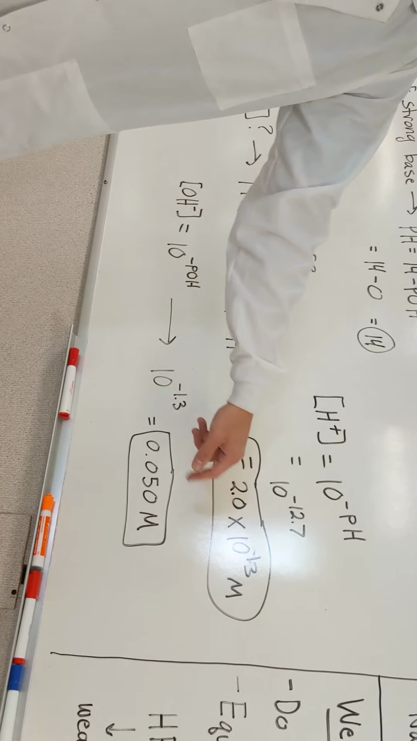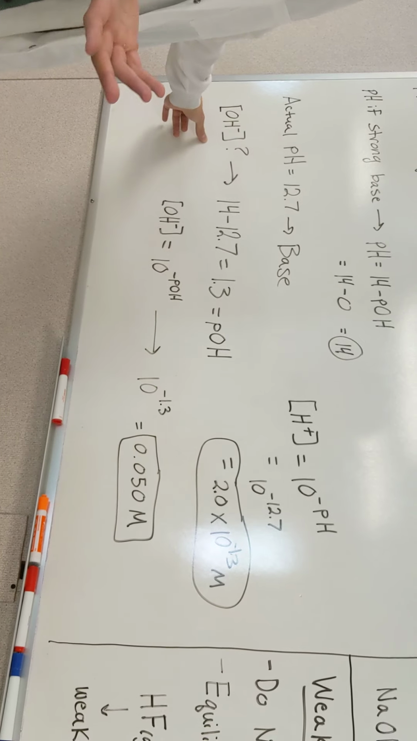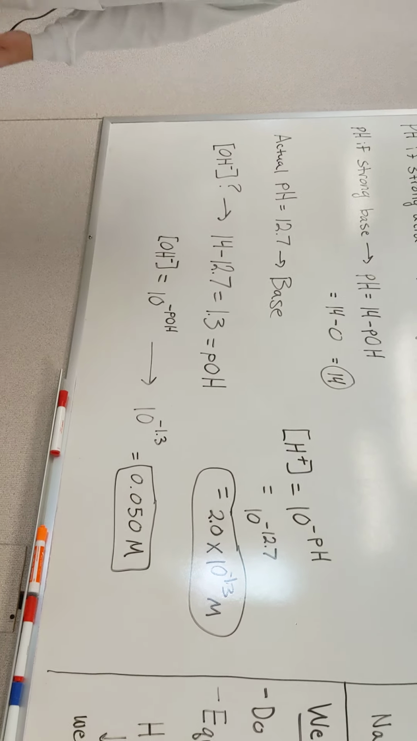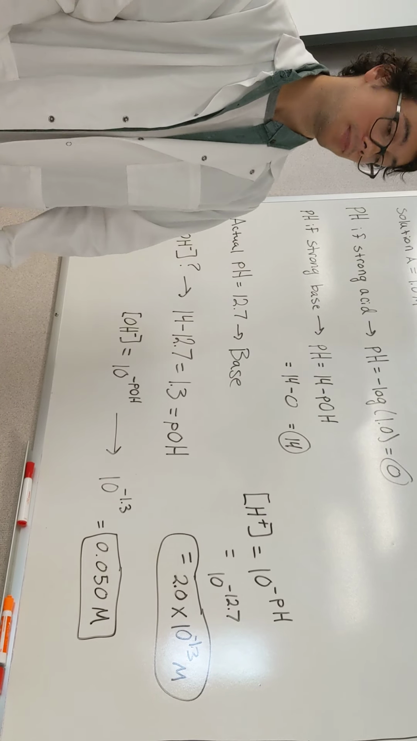That is way more than 2 times 10 to the negative 13th molar. So OH is what gives us more basicity. We got a lot more OH in there than we do H plus, and that's why we have a way more basic solution.